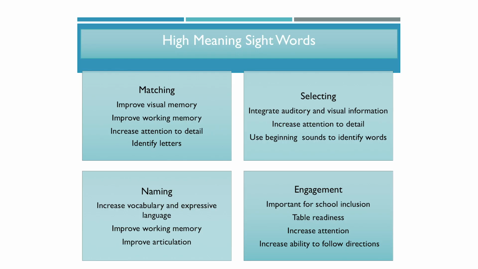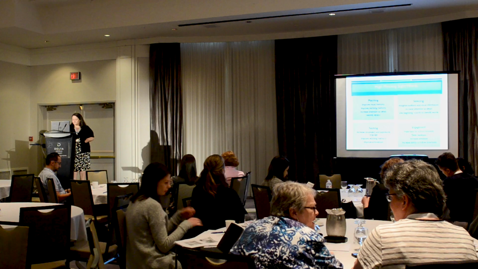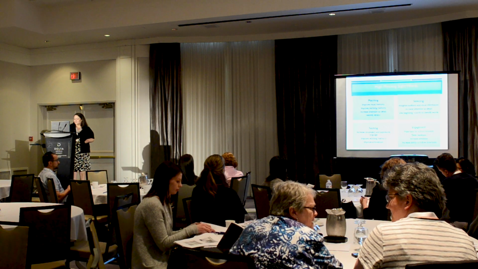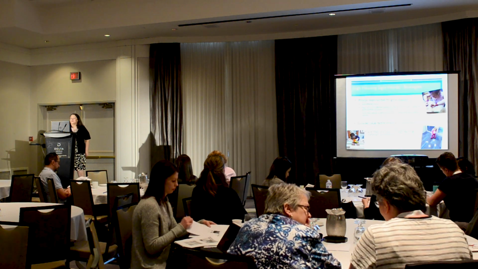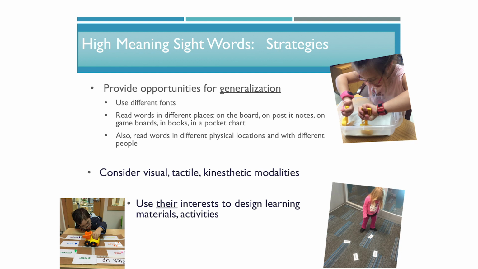All right, so just a little recap of the 3 stages, and also the engagement piece that is a benefit of this process. So some of the things that come from each stage. I'm going to let you read it because a lot of it is repetitive, and I want to make sure we hit everything. Again, some things we need to remember: providing opportunities for generalization. You could use different fonts, ask them to read or do this with different people or in different places. And then consider all the modalities. We've got a few examples of that here.